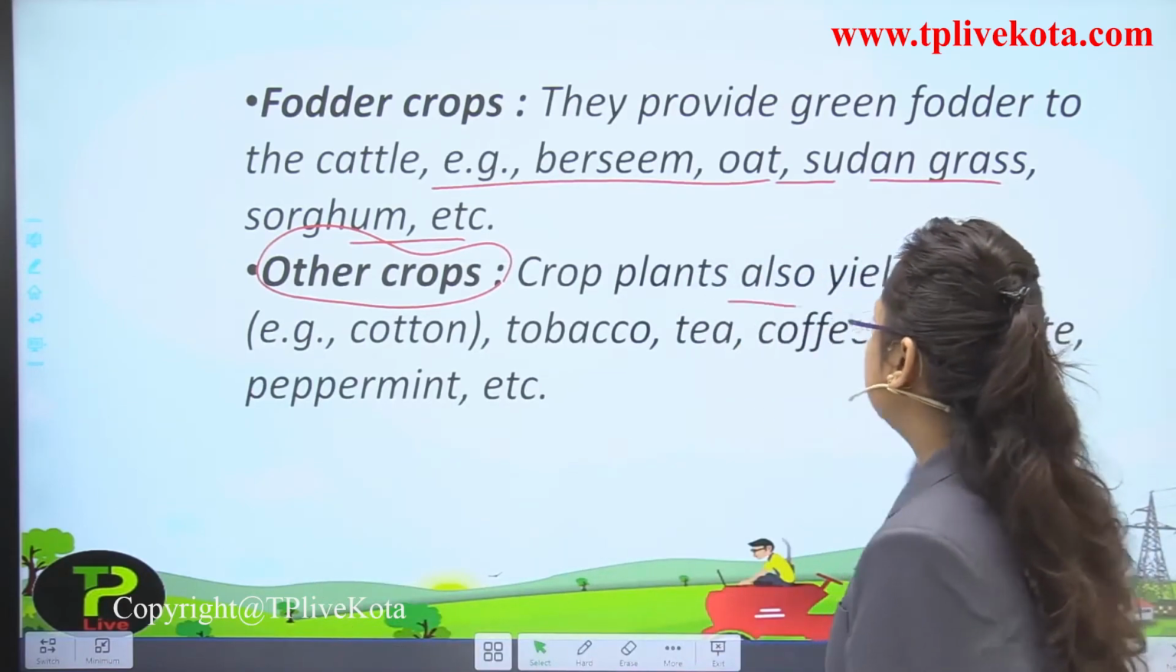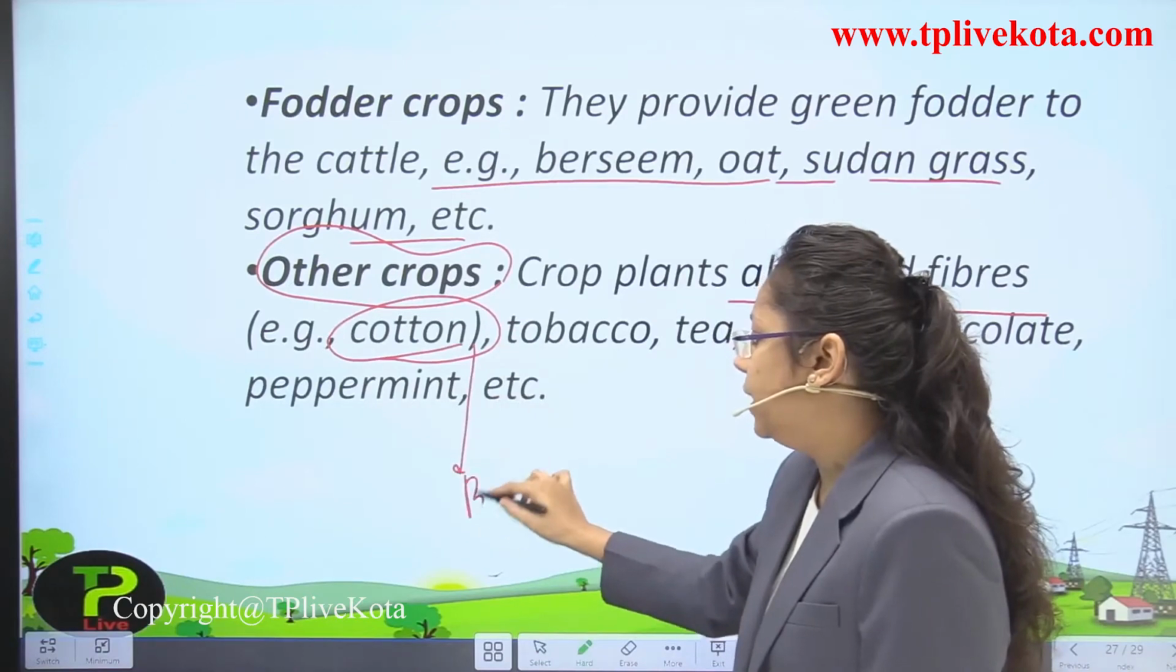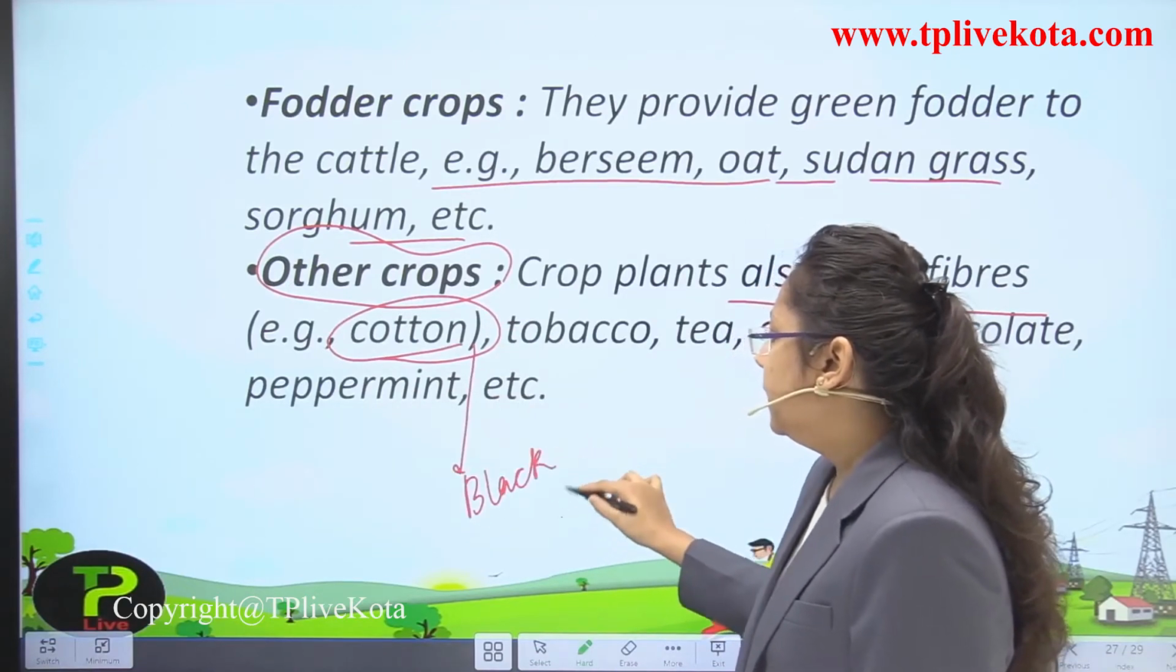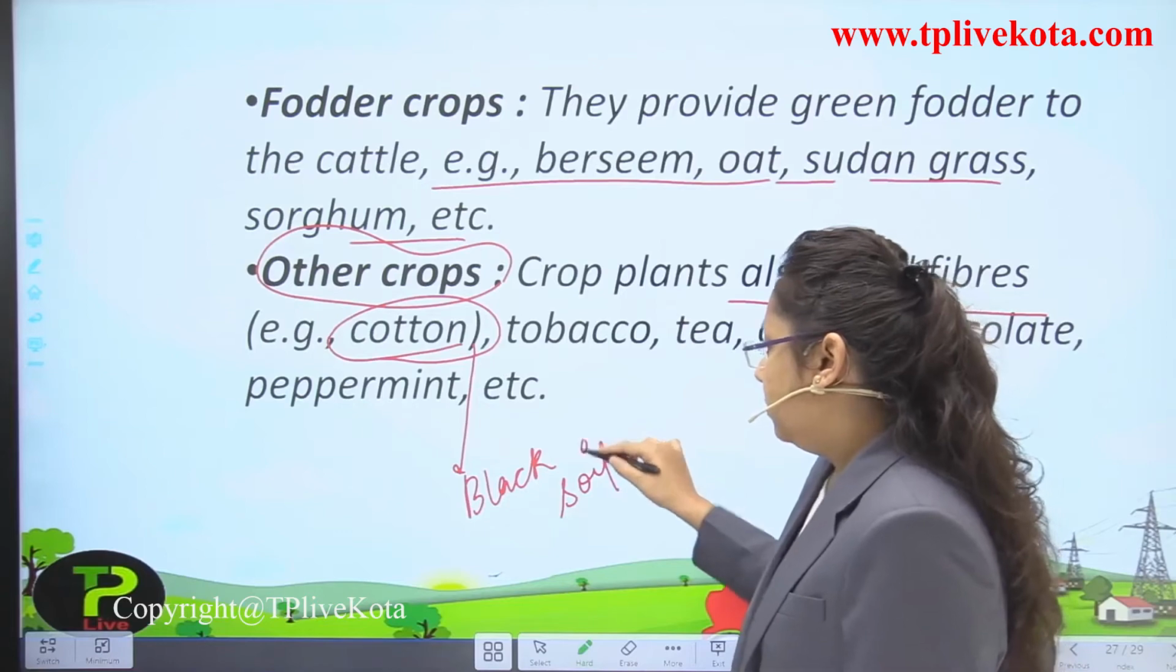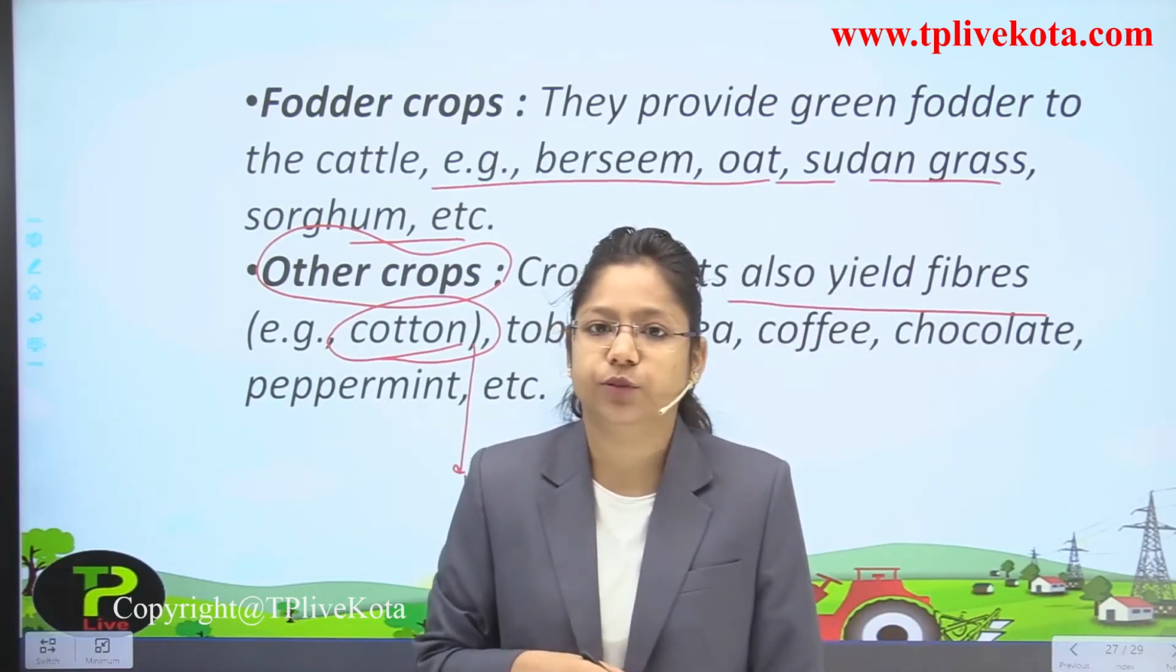So the crop plants also include fibers, that is cotton. Cotton is grown in black soil. You should remember this thing. Each and every vegetable or fruit requires a particular type of soil to grow.